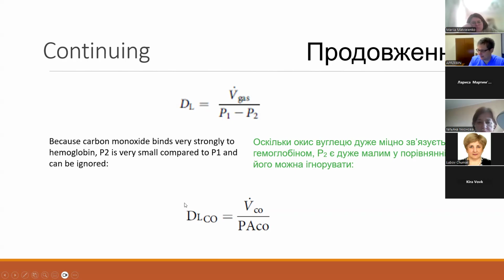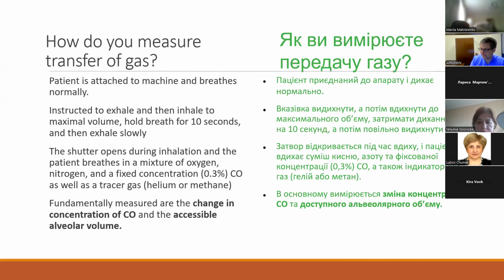So this simplifies then to the diffusion capacity of the lung for carbon monoxide is equal to the flow, the uptake of the gas, divided by the concentration, the partial pressure in the alveolus of carbon monoxide. So this is just a simplification, and it's valid because we use carbon monoxide. Well, then how do you measure the transfer of this gas?